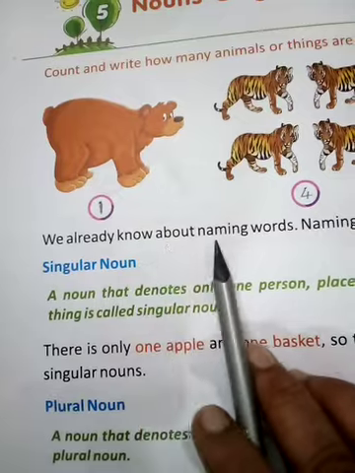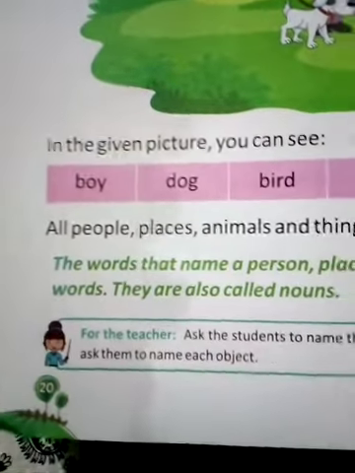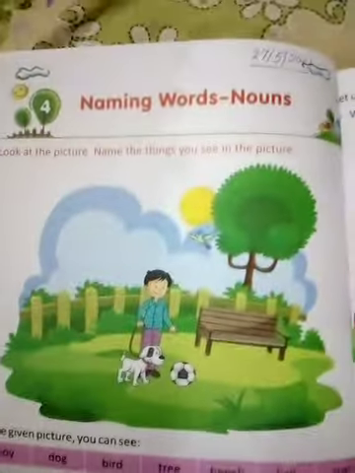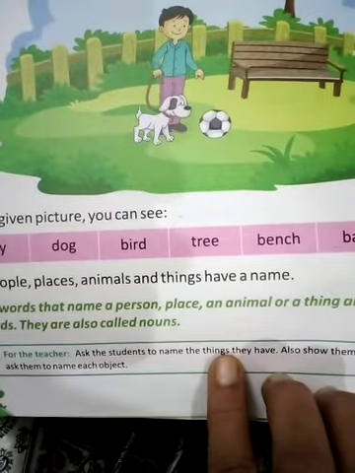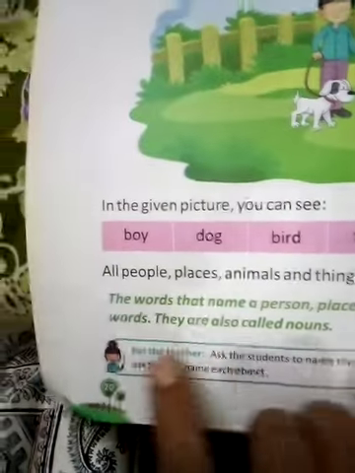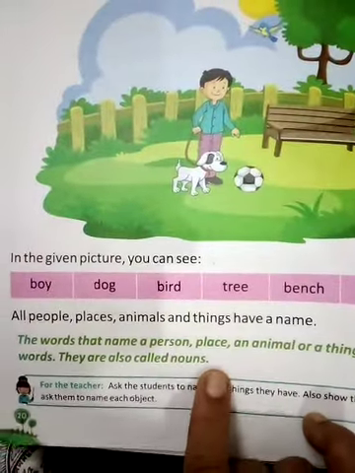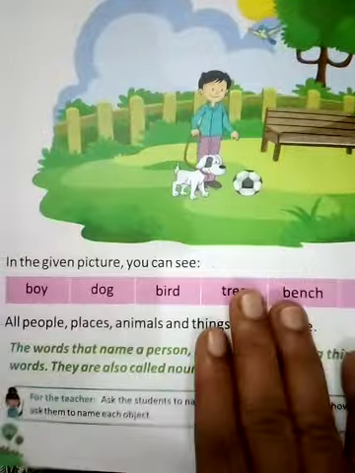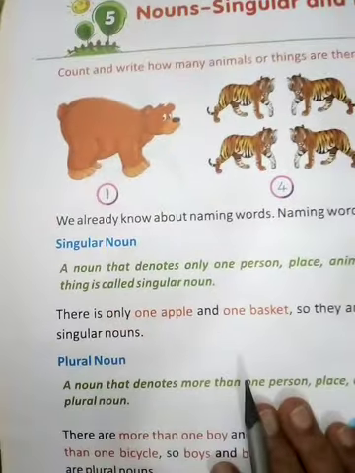We already know about naming words. Naming words are also called nouns. What is a naming word? In the previous chapter, we already learned. Then, what is a naming word, a noun? The words that name a person, place, animal or thing are called naming words. They are also called nouns. So naming words means names of any thing, any person, any place, and they are called naming words, nouns.